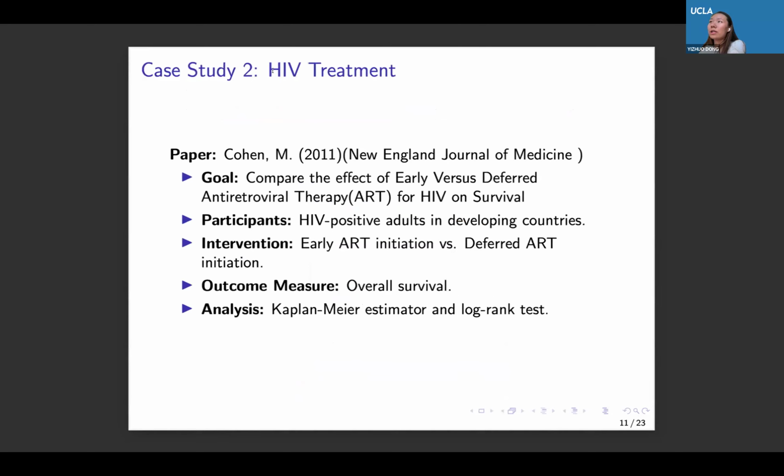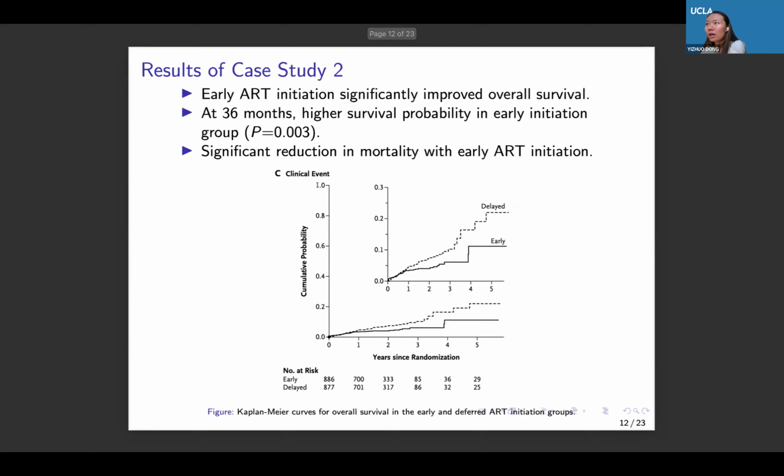Another similar experiment we have here is for HIV treatment. They want to compare two treatments: one is early-stage, the other is deferred ART treatment for HIV. They want to compare the overall survival rate as well. And they used a similar estimator. However, for the result, they have a different form of presentation.